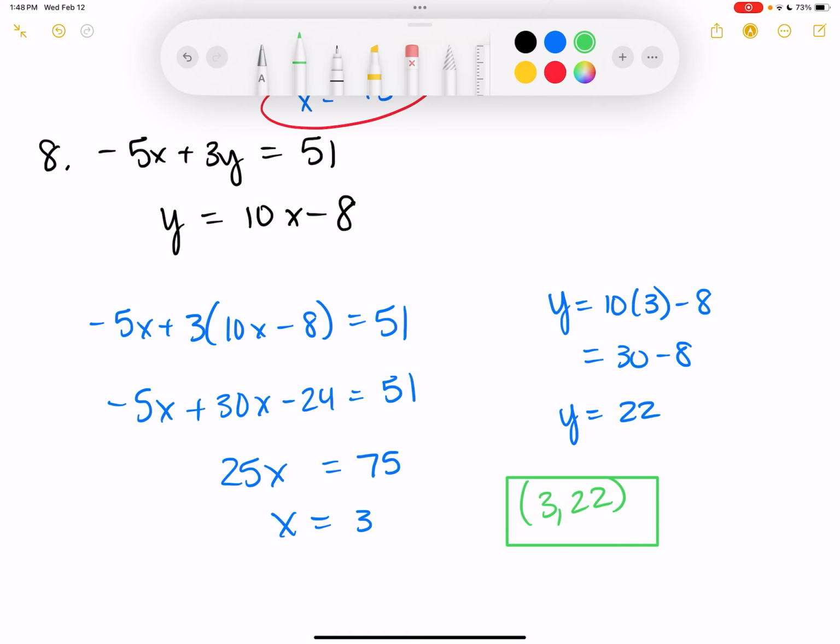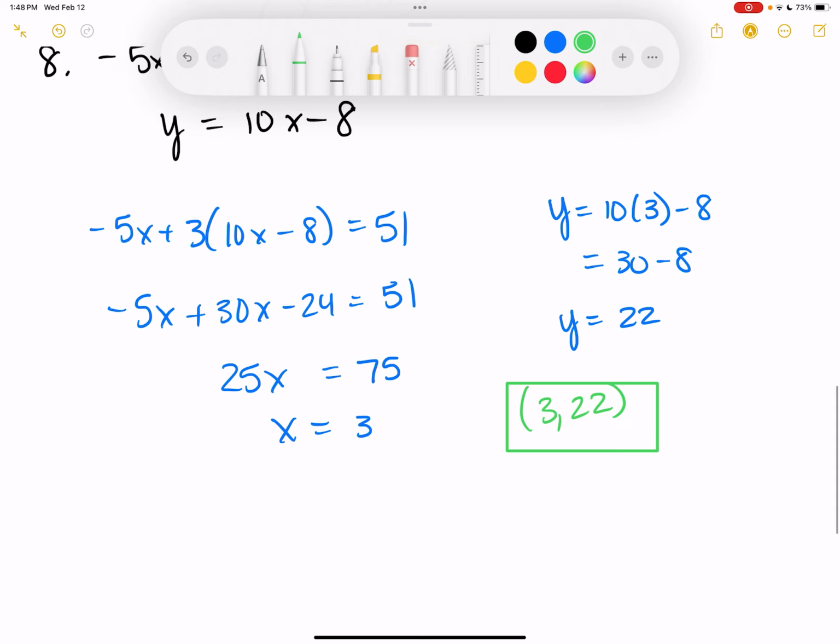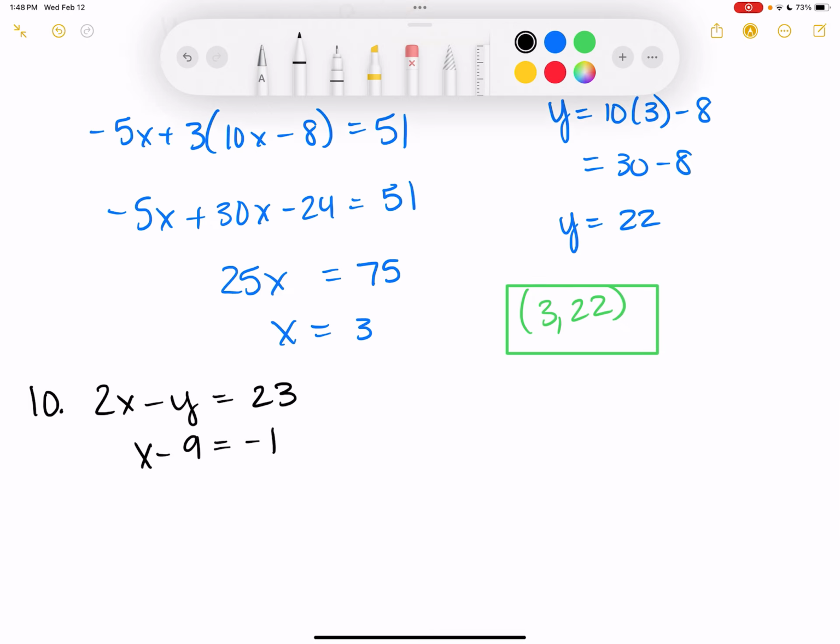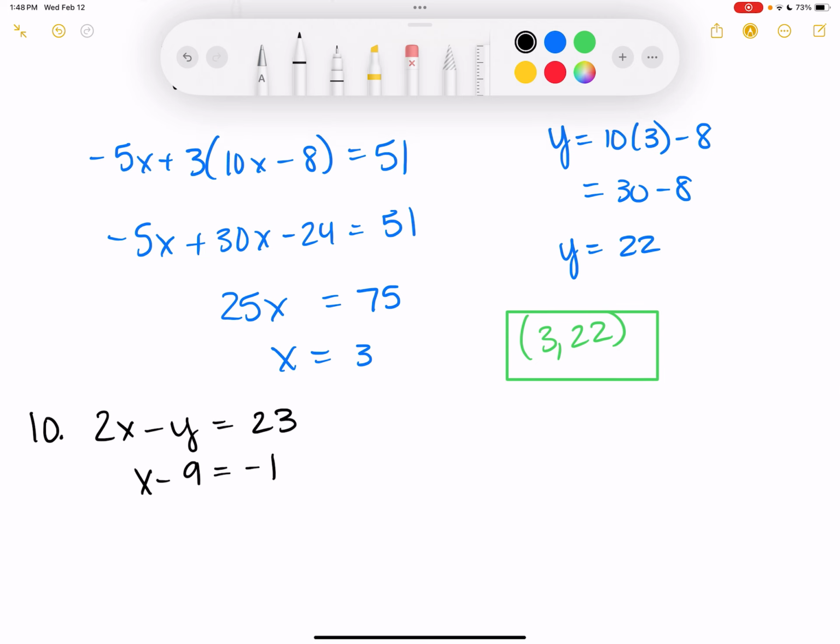Any questions about that one? All right, so we're going to move into some that we're going to have to manipulate a little bit more. So number 10, 2x minus y equals 23, and x minus 9 equals negative 1. What do you notice is different about this problem compared to the other ones we've done so far?